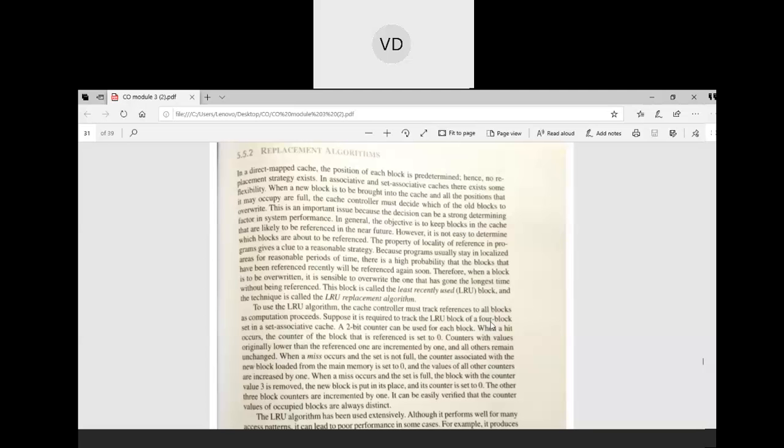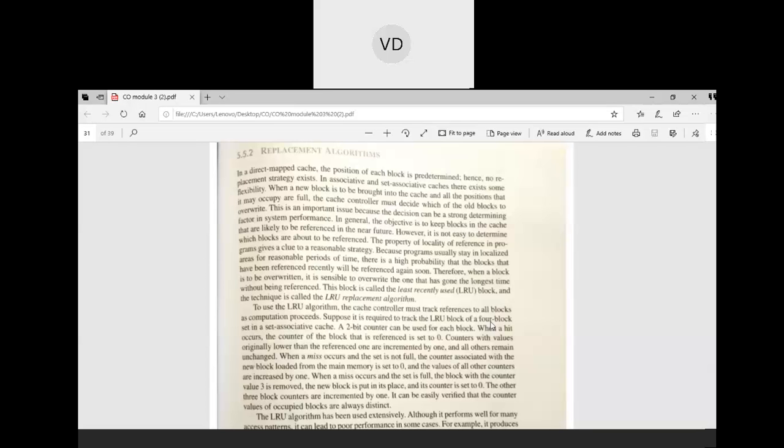Please pay attention here. The block which is referenced, its counter value will become 0. Each of the 4 blocks will have a counter. The block which is referenced becomes 0. What about the other blocks? Other blocks whose value was originally less than the referenced block's value will be increased by 1.